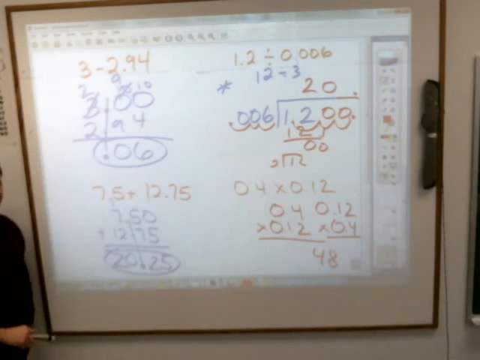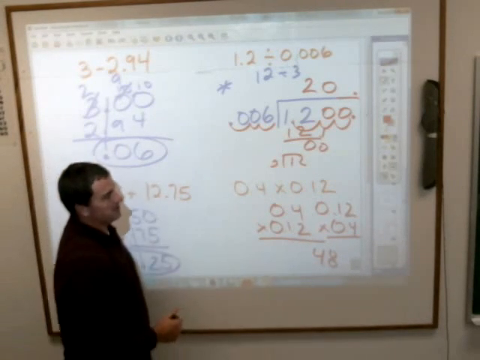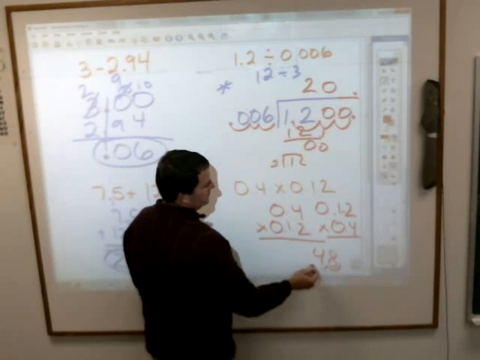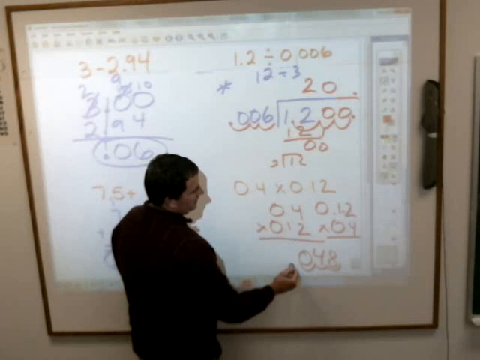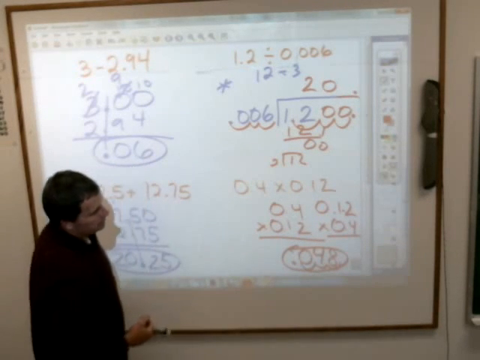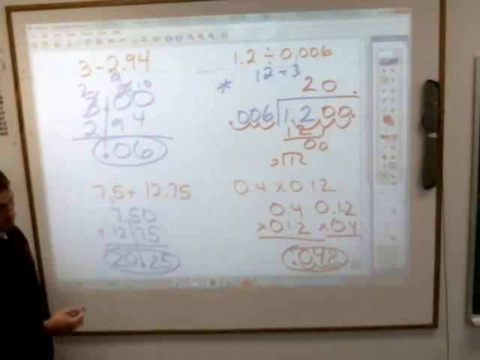48 is going to be in my answer. I just need to figure out where the decimal is. It is 1, 2, 3 places back. 0.048 should be the answer to that.